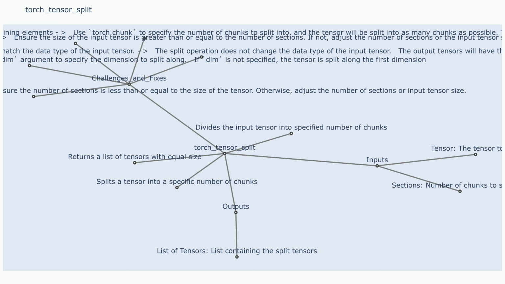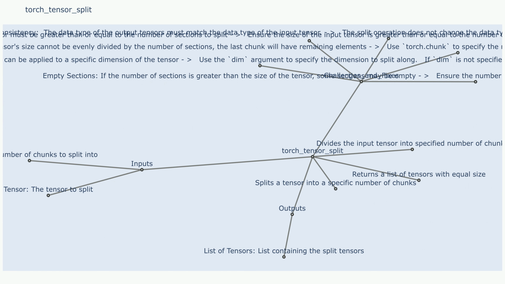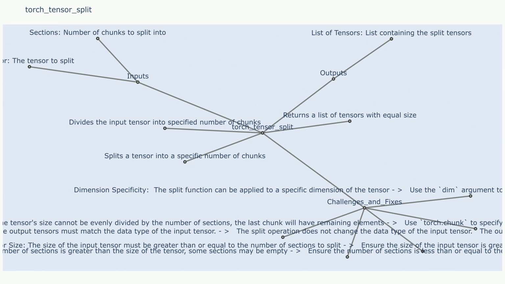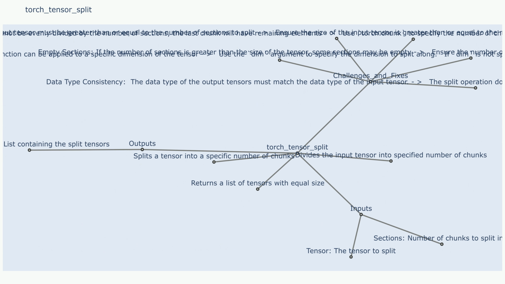Inputs. Input 1: tensor, the tensor to be split. Input 2: sections, an integer indicating the number of chunks to split the tensor into. Alternatively, it can be a list of integers specifying the size of each chunk. Input 3: dim, the dimension along which to split the tensor. Default is 0, the first dimension. Outputs. Output 1: a list of subtensors, each representing a split chunk of the input tensor.